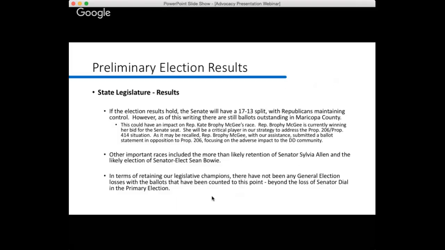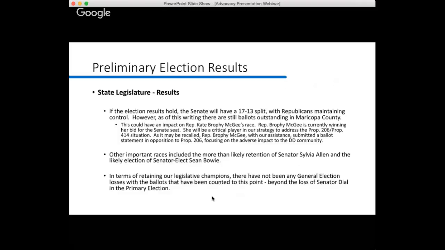In Maricopa County, this could have an impact on the state Senate race between Representative Brophy McGee and State Representative Dr. Eric Meyer. Representative Brophy McGee is currently winning. She is obviously a critical player in our strategy to address the Proposition 206, Proposition 414 situation. If you recall, Representative Brophy McGee is one of our key champions, and with her assistant submitted a ballot statement in opposition to Proposition 206, focusing on the adverse impact to the DD community.